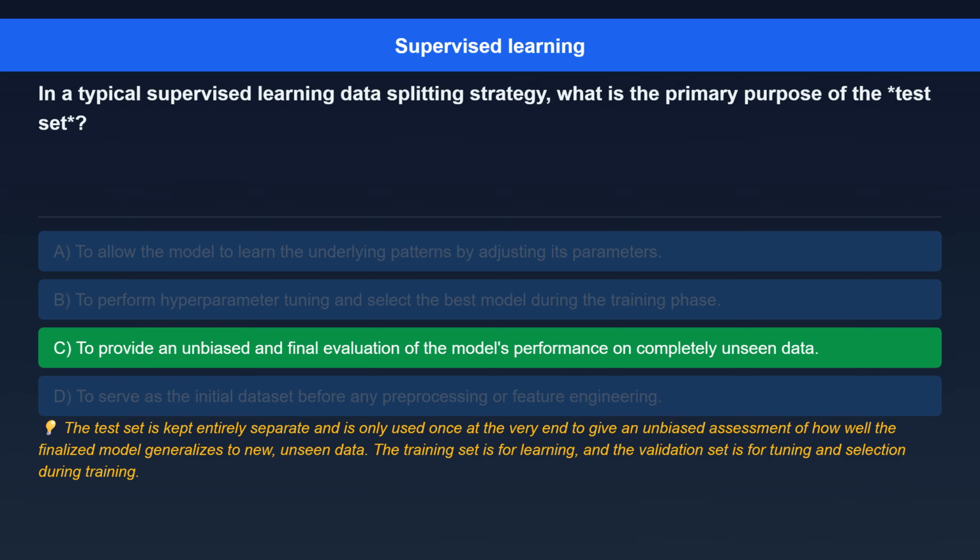The correct answer is, quote, to provide an unbiased and final evaluation of the model's performance on completely unseen data. Here's the explanation. The test set is kept entirely separate and is only used once at the very end to give an unbiased assessment of how well the finalized model generalizes to new, unseen data. The training set is for learning, and the validation set is for tuning and selection during training.